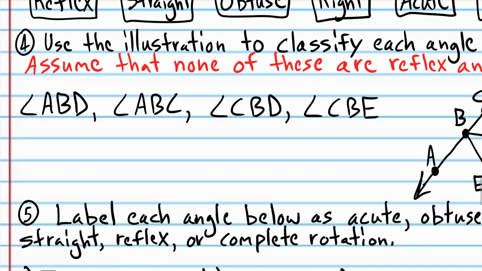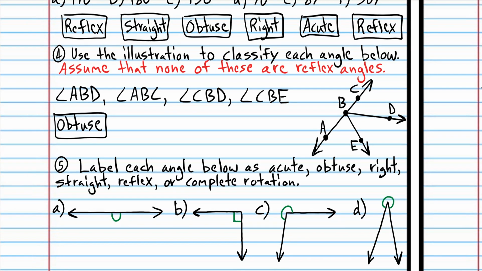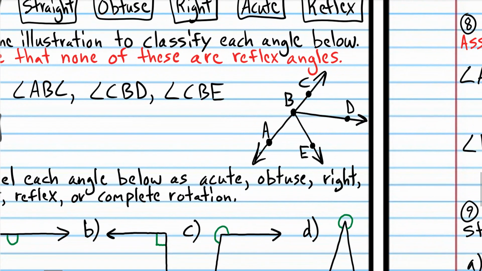So that is going to be an obtuse angle. Obtuse angles are angles whose measures are between 90 degrees and 180 degrees. Now, I want to mention something very important. Let's draw those rays again.